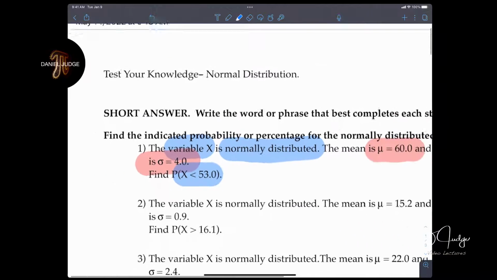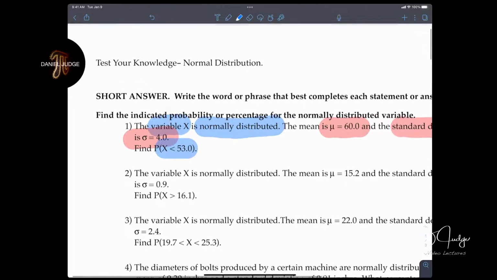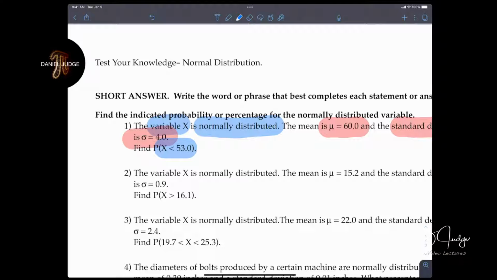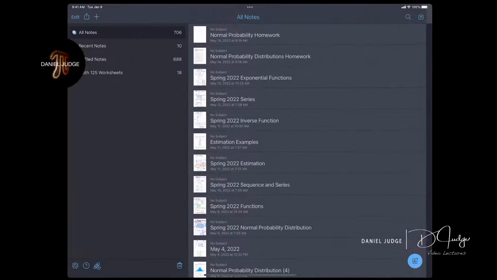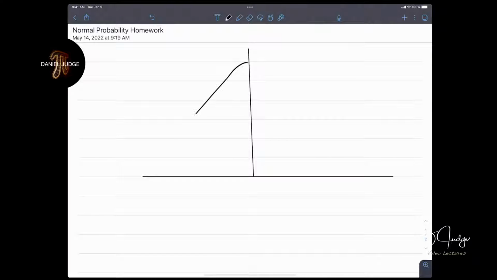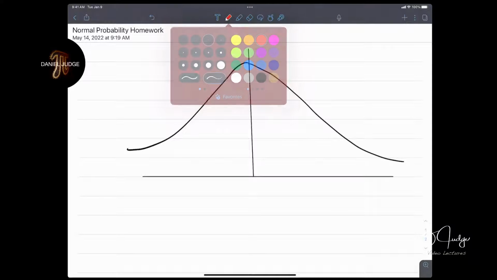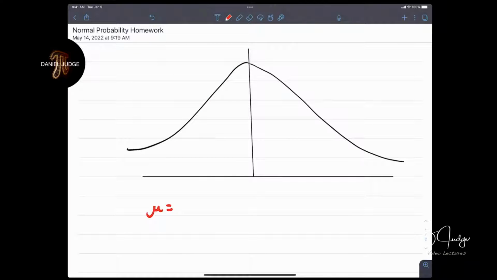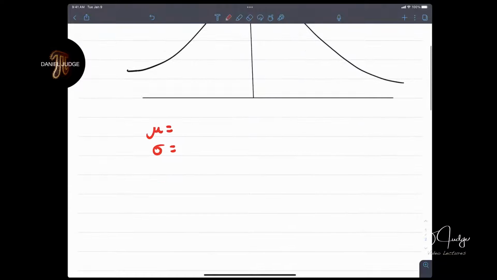So let's go back and remember a few things that we have to do. Draw your bow. Draw a picture of the question. Less than 53, right? So what you would do, draw your bow, and in the center goes your mean. So we're going to have to write down what that information was, right? The mean, standard deviation. And the question here really is what's the probability that x is less than 53?